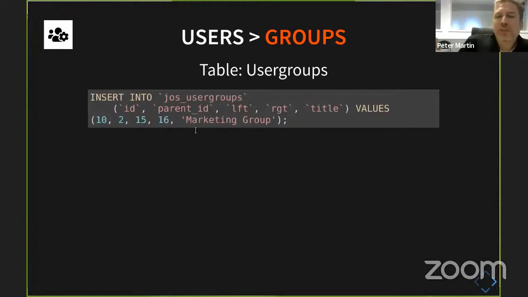I created a new parent group and called it marketing group. It's in the YOS user groups. And what you can see here, I have an ID 10, and you will see that later on in this presentation. I also have a left, which is 15, and 16, which is the right, meaning there is no subcategory beneath marketing group. And it says parent 2. I know that the 2 is there for registered users. So 2, the registered users, is the parent of this group.